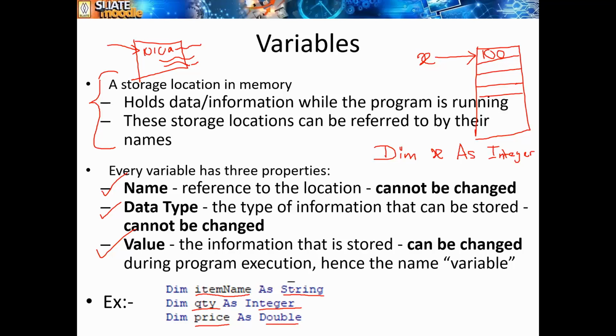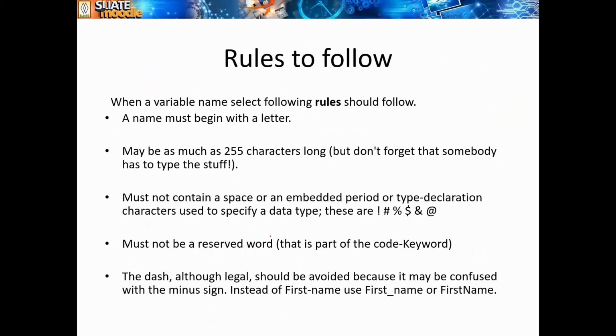String, Integer, Double, those are reserved words, or we say keywords within the programming language, so we can't use those, right? If we use those, the program will get confused about whether it's a variable or a keyword. The dash, although legal, should be avoided because it may be confused with the minus sign, right? I think that is clear to you. Instead of first-name, use first_name or firstName, right?